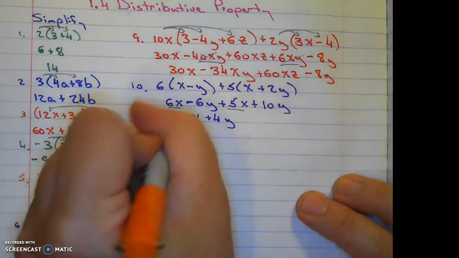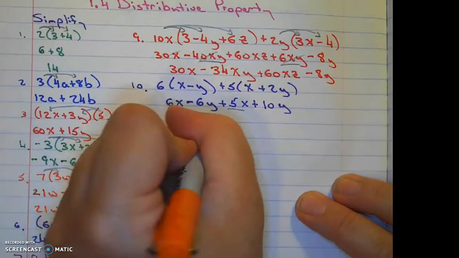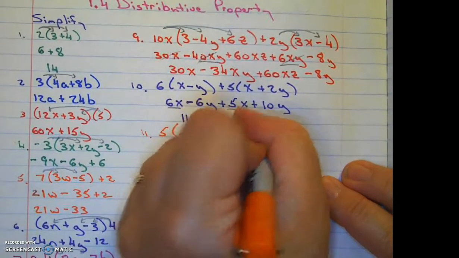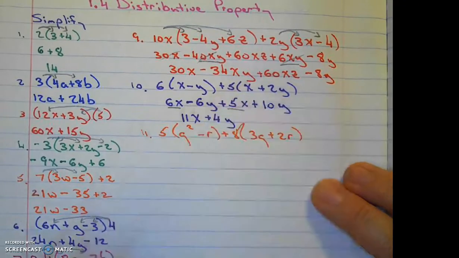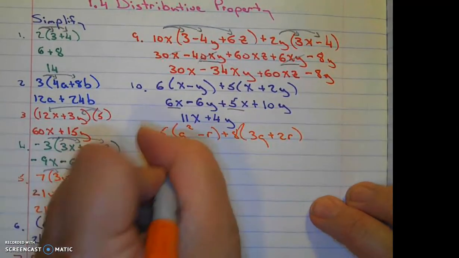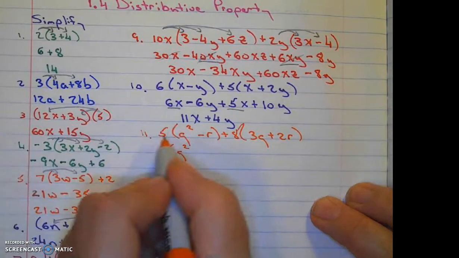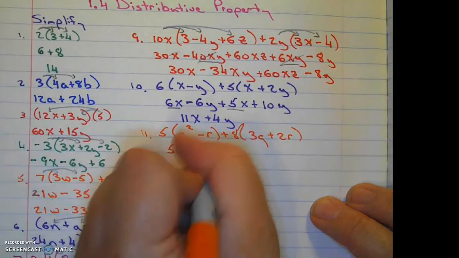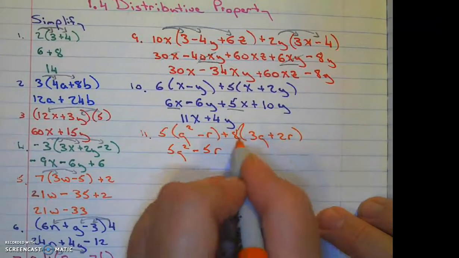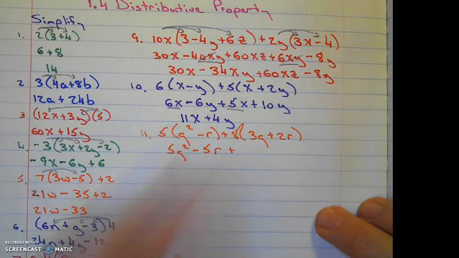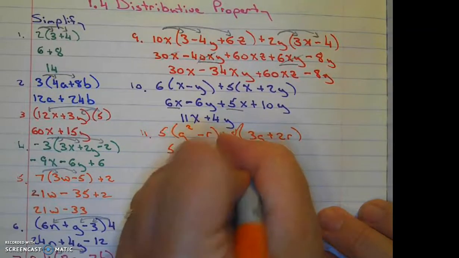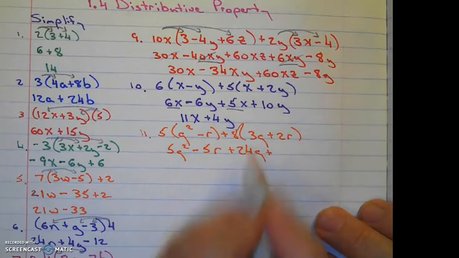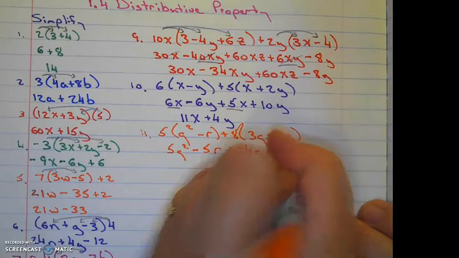On this one, we have a 5, and then in parentheses, let's do q squared minus r plus 8 times a 3q plus a 2r. Okay, the 5 times the q squared, we'd get a 5q squared. 5 times this r, a positive times a negative, I write a minus. 5 times r is a 5r. Let's look at the 8. 8 times the 3q, positive times positive, I write a plus. 8 times 3q would be a 24q. 8 times 2r, a positive times a positive, I write a plus. 8 times 2r, we get a 16r.